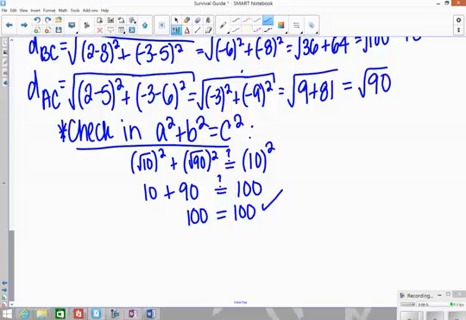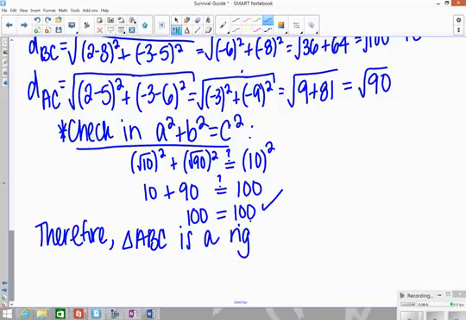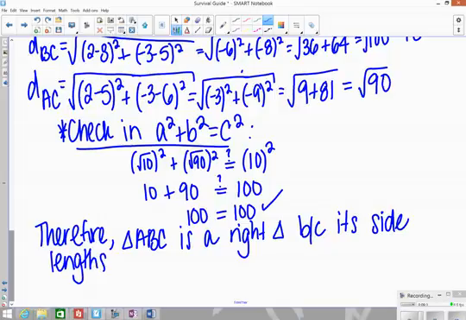So the numbers work in the Pythagorean theorem, so therefore triangle ABC is a right triangle because its side lengths satisfy the Pythagorean theorem.